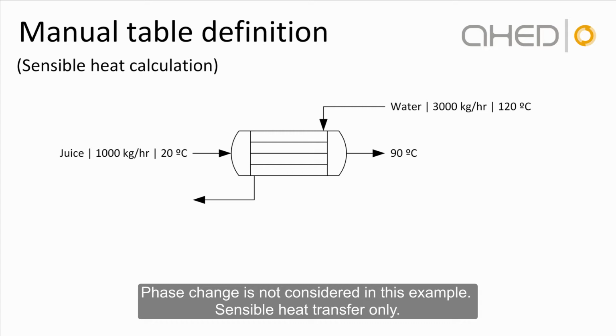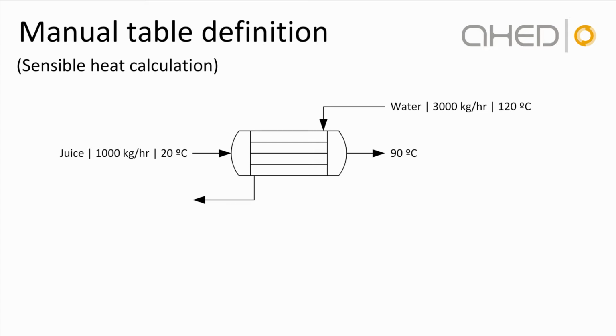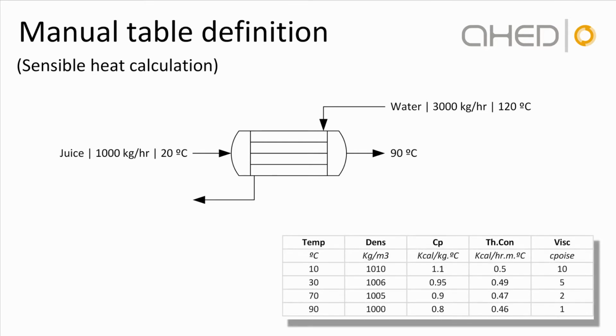In this example we will define a juice that has to be heated from 20 to 90 degrees, at a flow rate of 1000 kilos per hour. This juice will be heated up with water at 120 degrees, coming in at a flow rate of 3000 kilos per hour. Here we see a table of the physical properties of the juice. These are the fluid property parameters that we have to introduce in AHED.